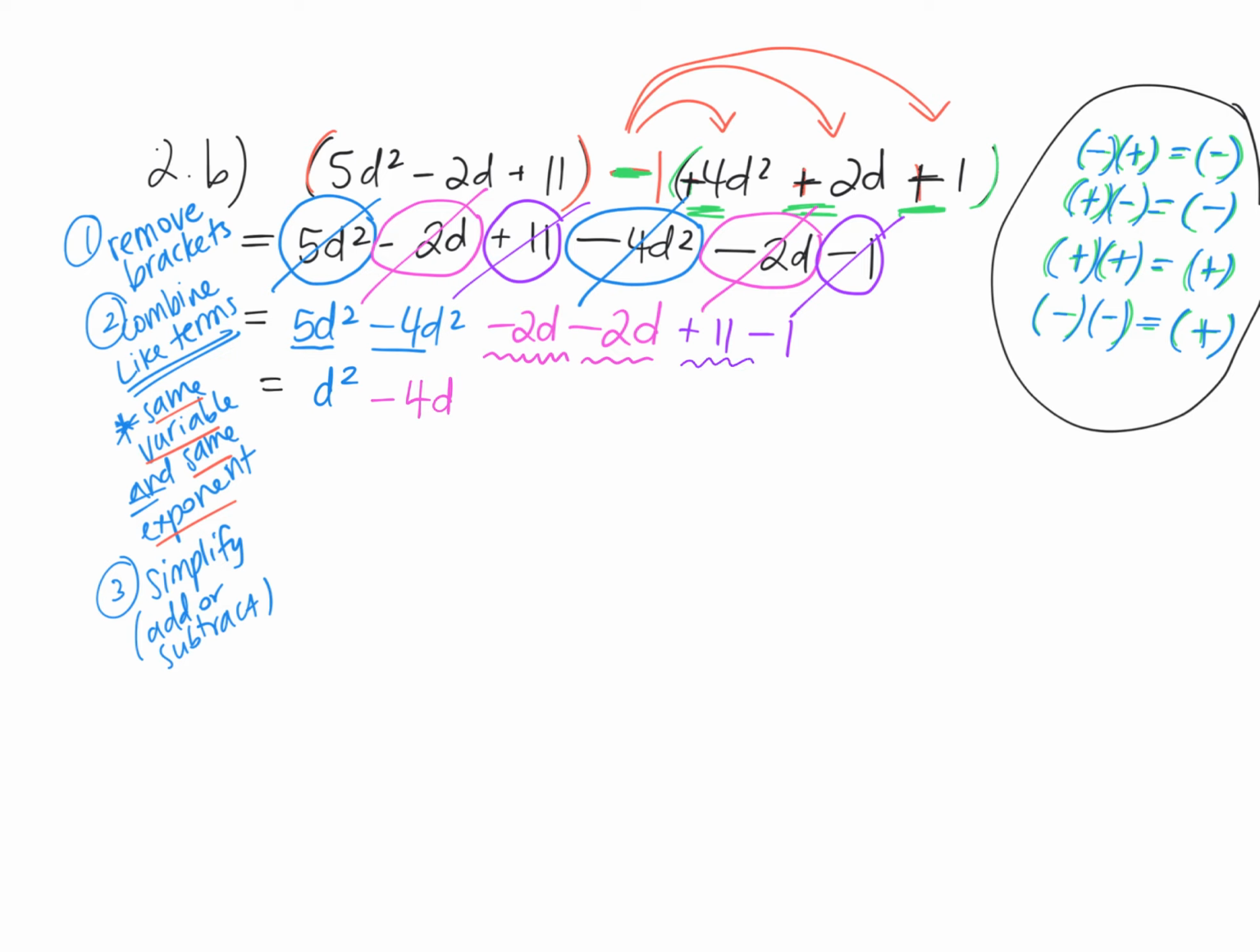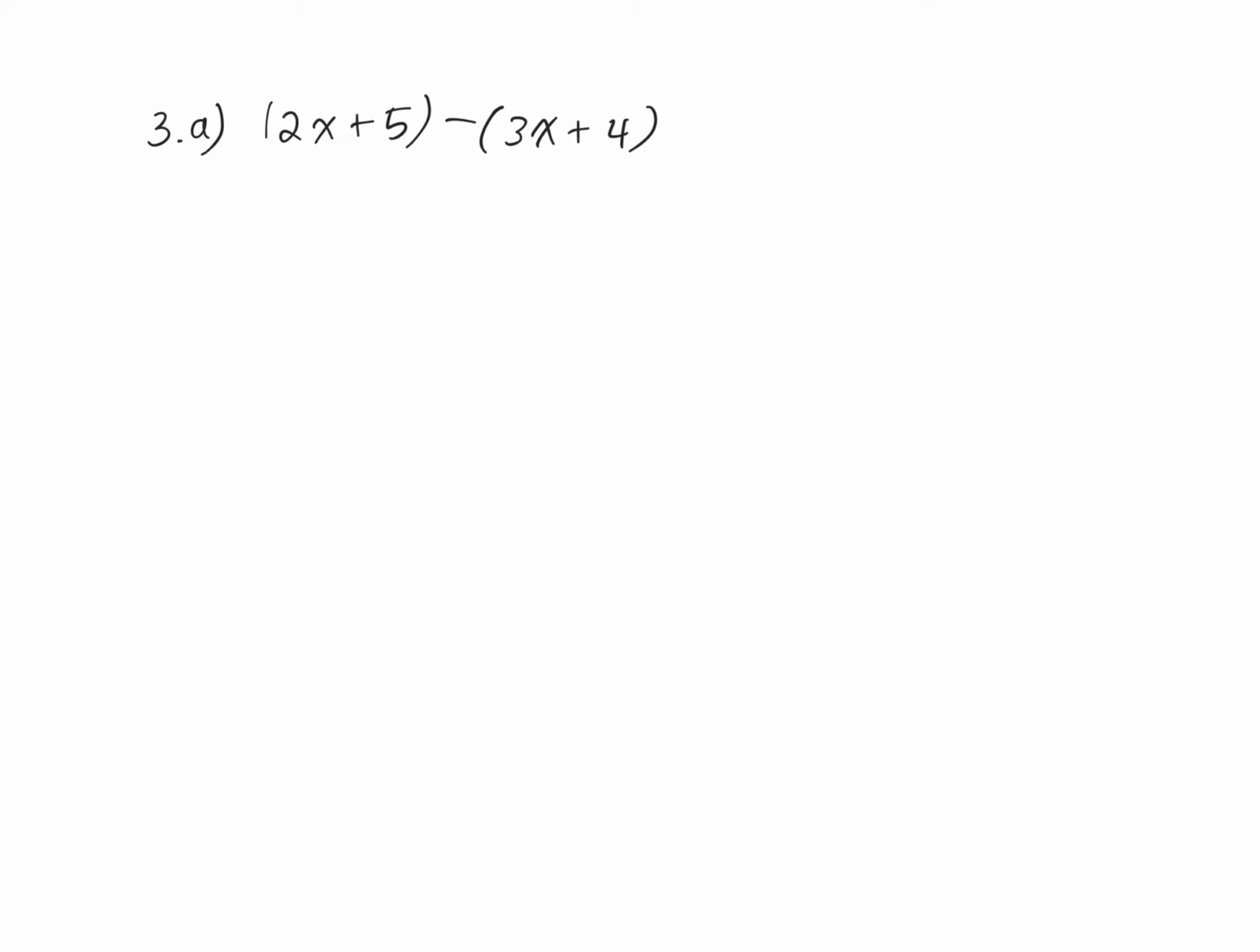What is 11 take away 1? 10. Positive or negative 10? That's it. That's the answer. D squared take away 4d plus 10. First step is remove the brackets. So 2x plus 5, nothing changes. It's the first bracket. What happens to the second bracket?